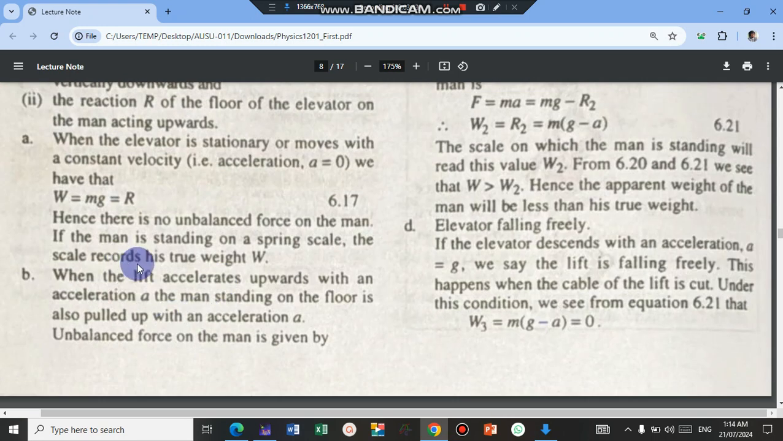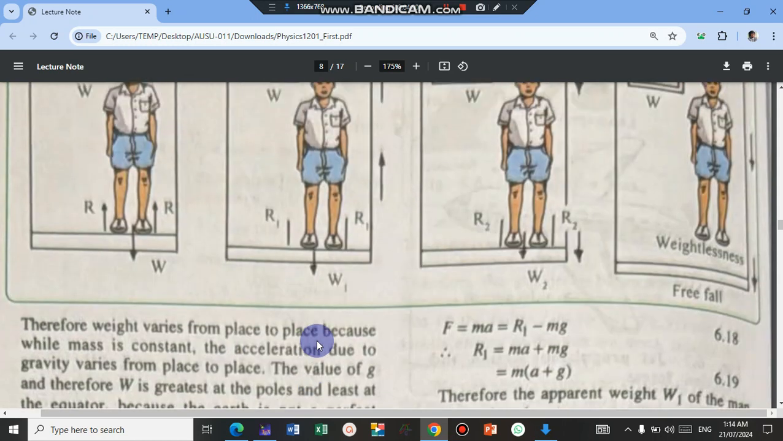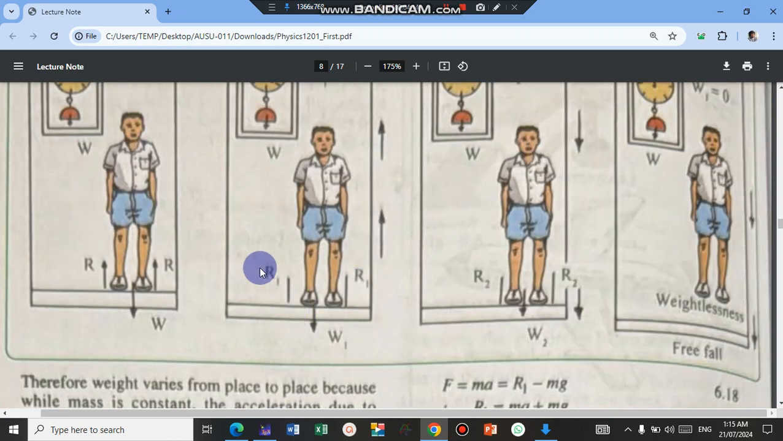Then the next thing is when the lift accelerates upwards with an acceleration a, the man standing on the floor is also pulled up with an acceleration a. The unbalanced force on the man is given by, okay, let me explain that. If the lift, look at the diagram here, the lift or elevator is moving upward, ascending with an upward acceleration a, then in this scenario the reaction he feels on his feet from the floor will be greater than the weight W. It will be greater than his weight.